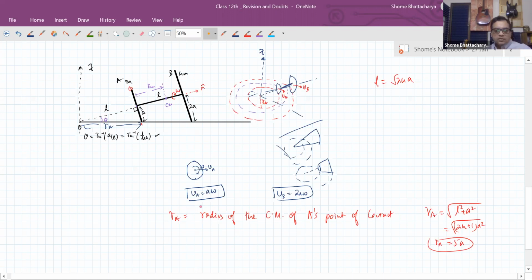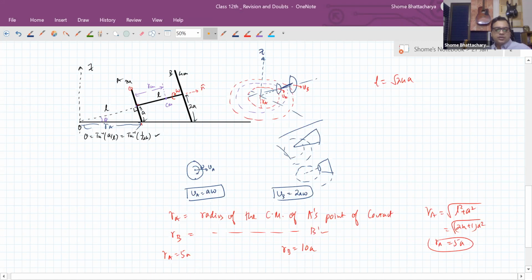Right? So similarly, you can see the radius of the point of contact of B. Okay, so RA is equal to 5A and RB will accordingly become 10A. Now you see these disks, their linear speed in the circular motion, they are doing UCM with a linear speed which we know, which is A omega for this one and 2A omega for this one.